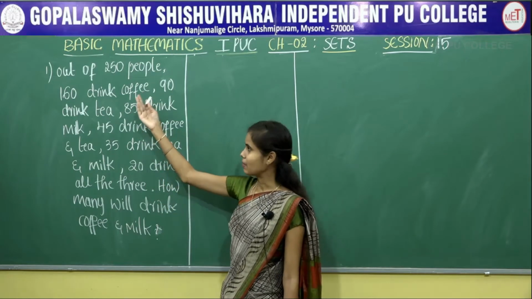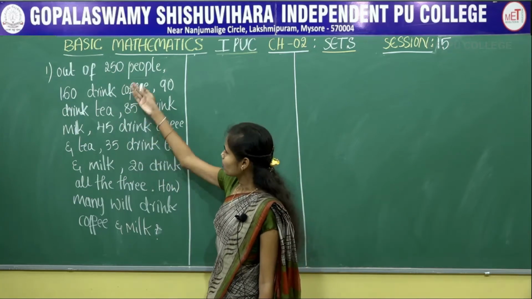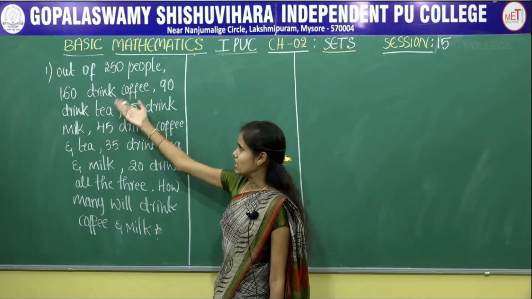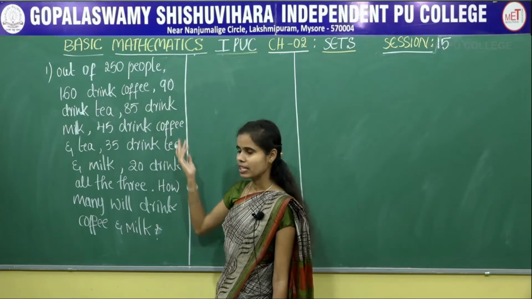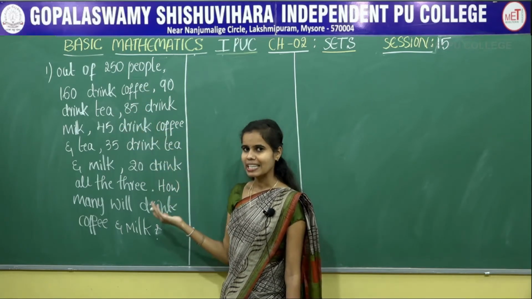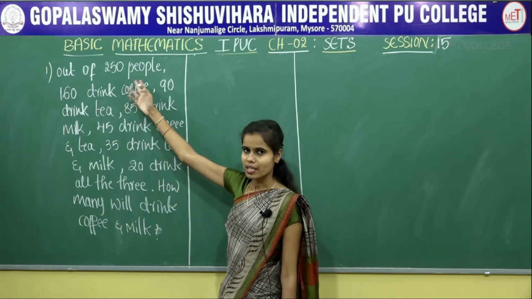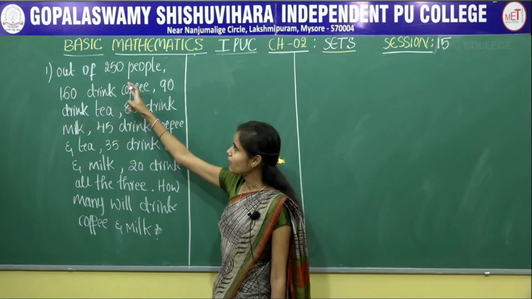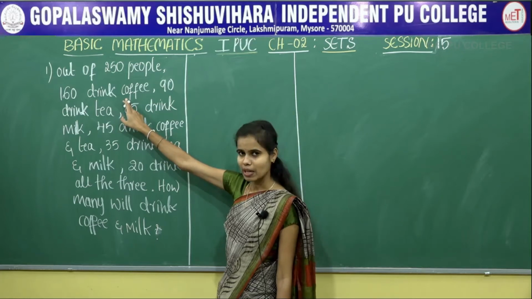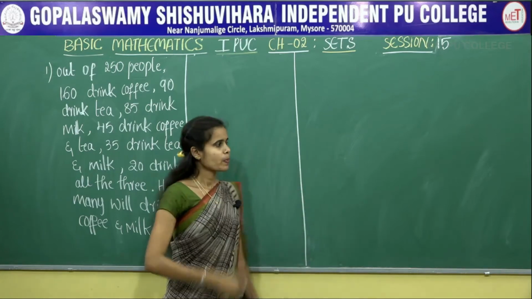describe the sets. Here we have three sets of people, three types of people. Given out of 250 people, 160 drink coffee, 90 drink tea and 85 drink milk. Suppose they give that some people do not like any one of the drinks, in that case consider it to be the universal set, but here consider it to be the union of the set of people who like coffee, the set of people who like tea, and the set of people who like milk. So first describe the sets.